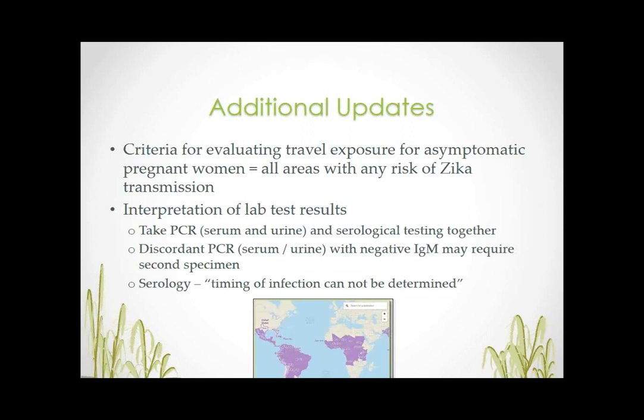The interpretation of Zika lab results has also been updated. When interpreting lab results, CDC is recommending that all lab tests be considered as a whole. So looking at PCR test results on both serum and urine and serological testing, looking at what was positive, what was negative, looking at that all together before making an interpretation of what that lab result means. In some cases, a second specimen may be needed to confirm that interpretation. And for serologic results, it's not usually going to be possible to determine the timing of infection.